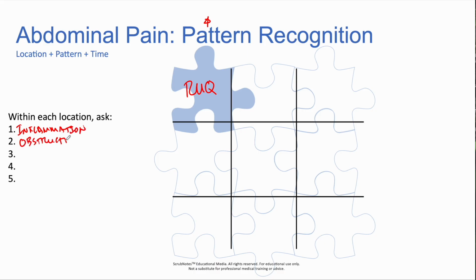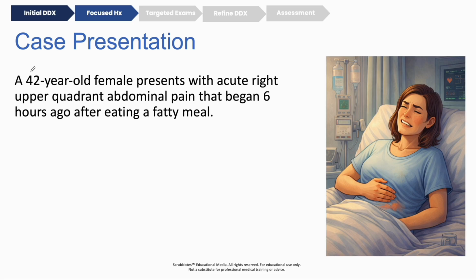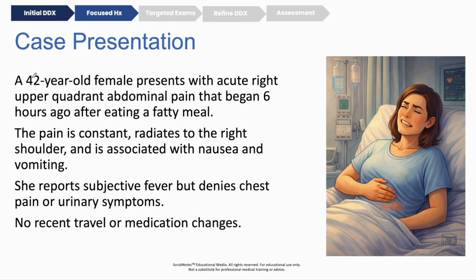So within each quadrant, I'd want to ask about inflammation, if there's any obstructive issues, vascular, any kind of referred pain, or extra-abdominal symptoms. So today, for our patient, we're focusing on the right upper quadrant area, and that's what our algorithm and focused history questions are targeting. Now that we've asked focused history questions and applied our algorithm, we can present our case.